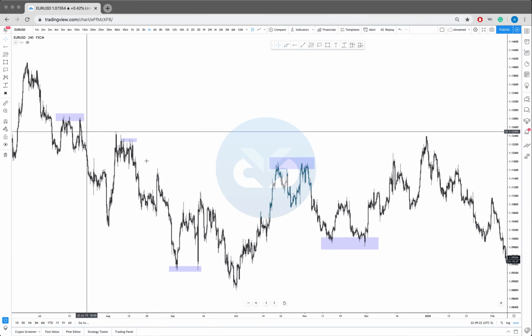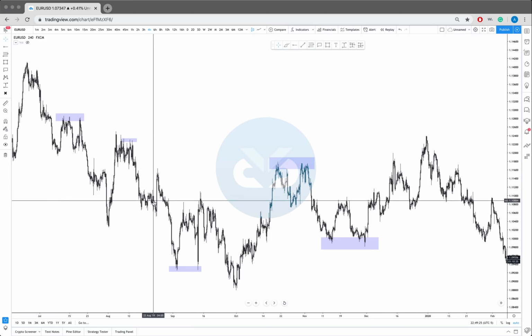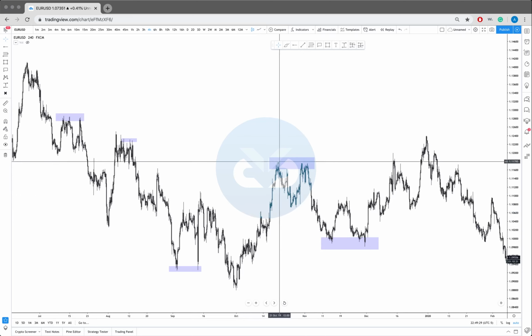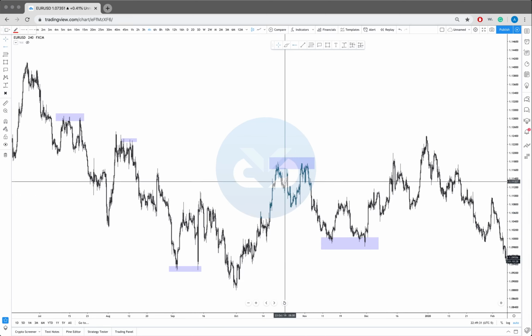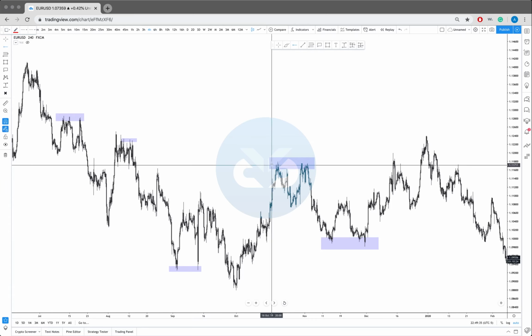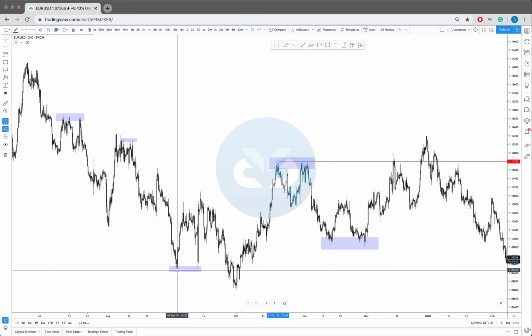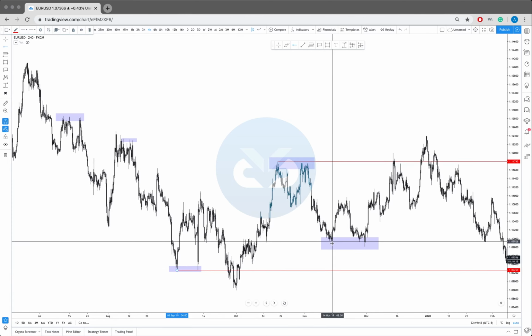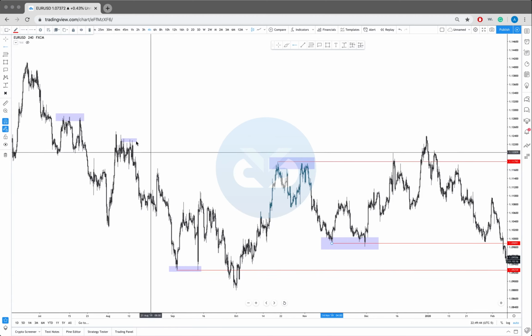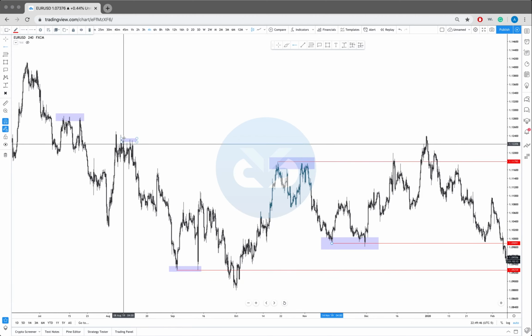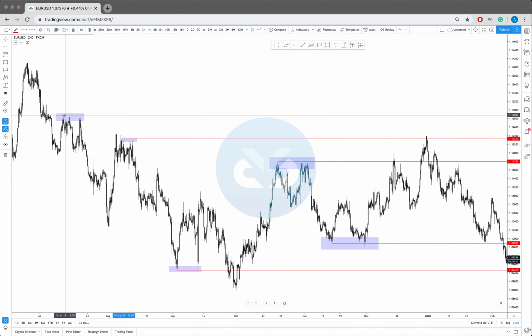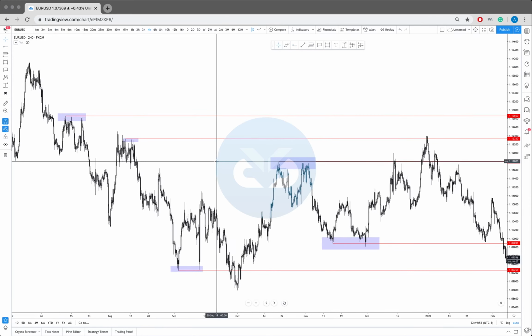What you have to understand is that in order for something to be considered an equal low or an equal high, the previous high cannot be broken. I mean, the second high or the second low cannot break the first one. So let's analyze each and every low and each and every high, and we'll go one by one.